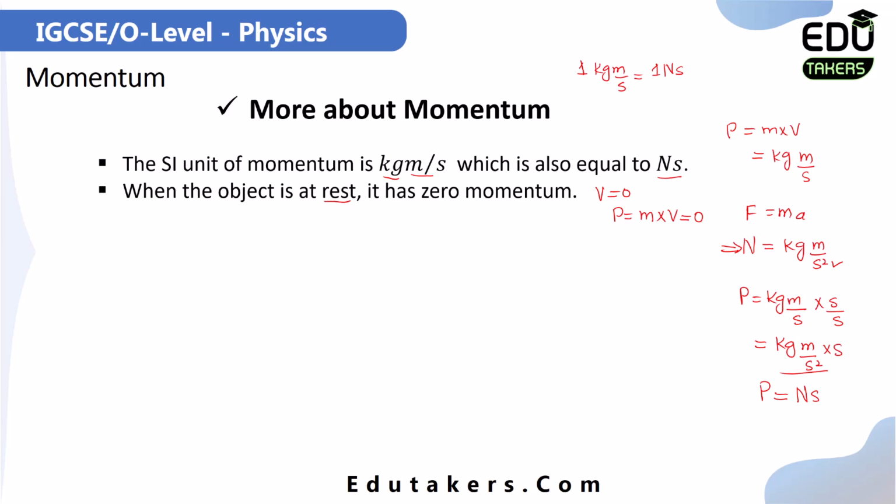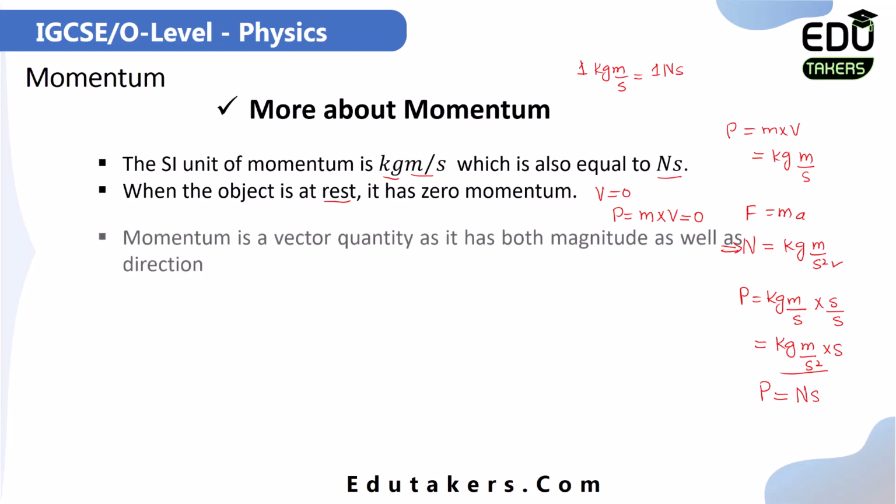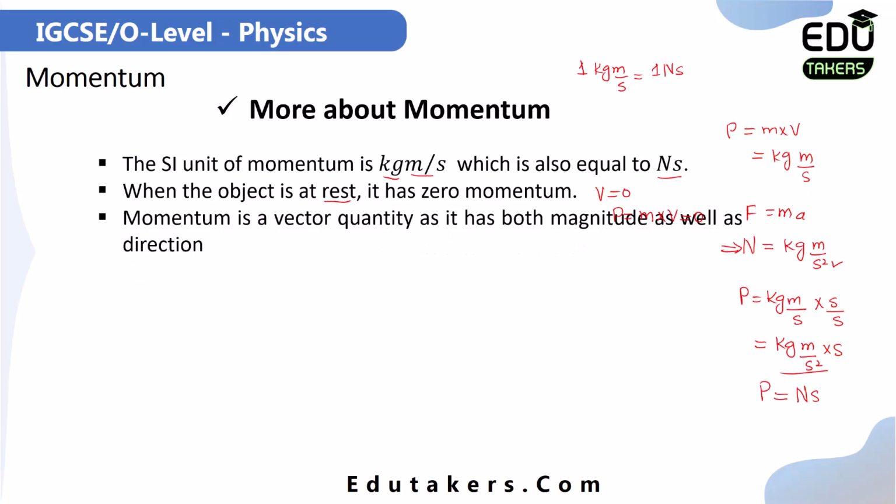What can you say about the momentum? Is it a scalar quantity or a vector quantity? Now you are familiar with scalar and vector quantities. You know that a scalar has only magnitude and unit, while a vector has unit, magnitude and direction. So what can you say about the momentum? Either it's a scalar or vector. Momentum is a vector quantity because it has both magnitude and direction as well as unit.